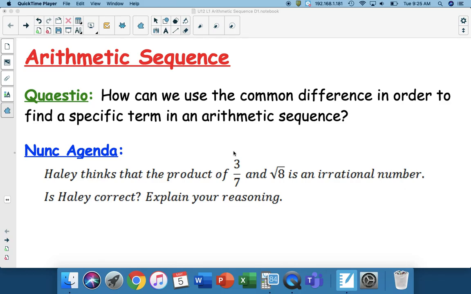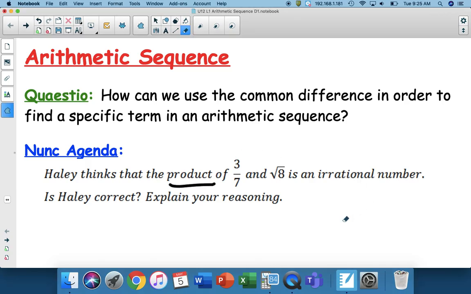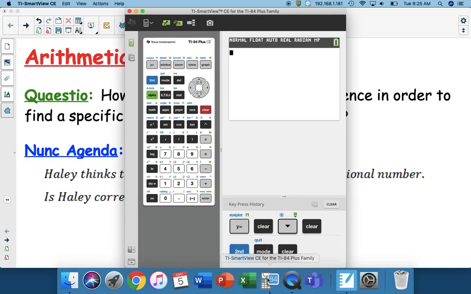Okay, so what we're going to do here is pretty simple. We're going to look at what the word product means. I hope everyone remembers that the word product means multiplication. And then we're going to multiply 3/7 and radical 8. That's all we're doing. And we're looking to see what the end result is. Remember our rules for rational and irrational numbers. If it's a decimal that stops or a decimal that repeats, it's a rational number. If it's an ongoing decimal, it's an irrational number.